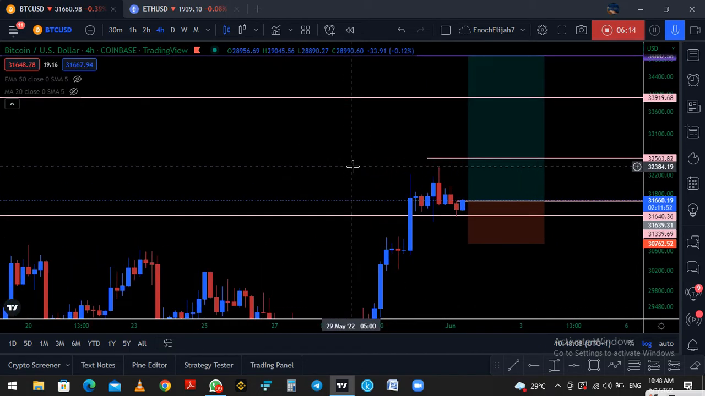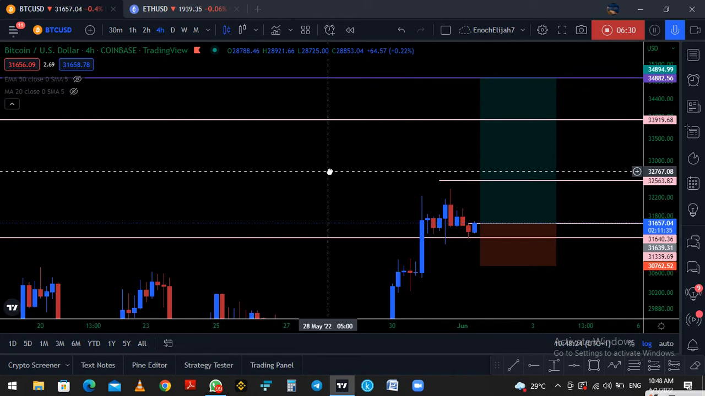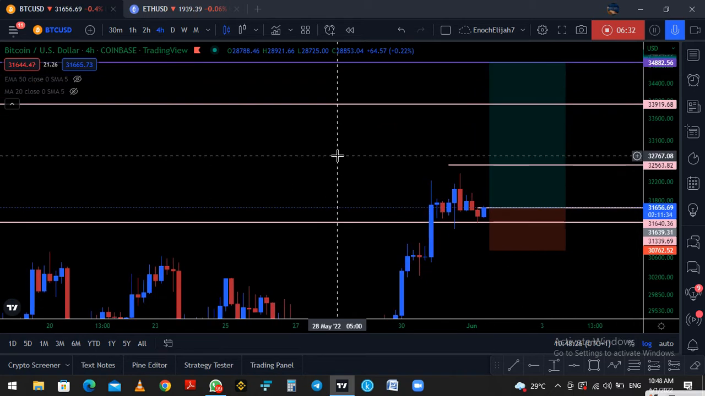So that's how it is done. It is not complicated at all. It is not hard. Just proper market structure knowledge plus a good risk to reward ratio plus good risk management will set you up. So this BTC for me is a buy. Now let me go to Ethereum. Now I've seen BTC, let's go to Ethereum next.